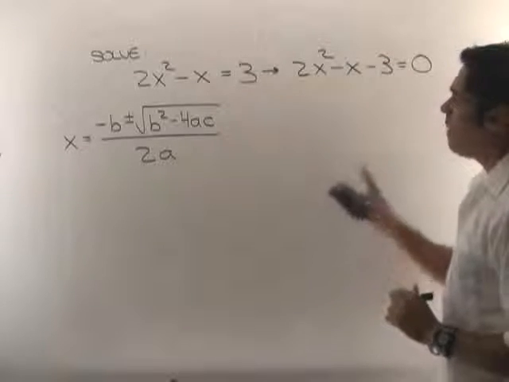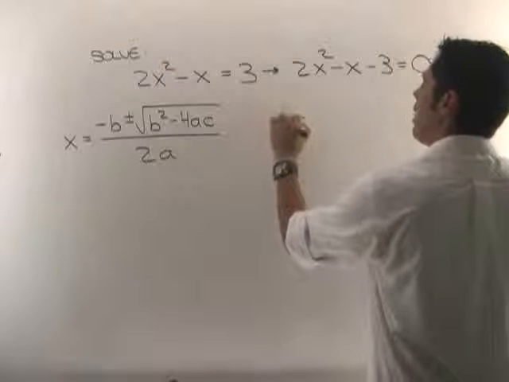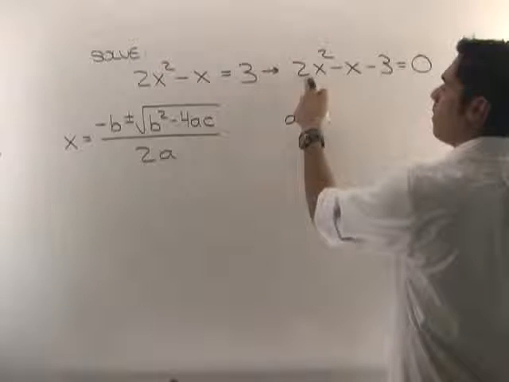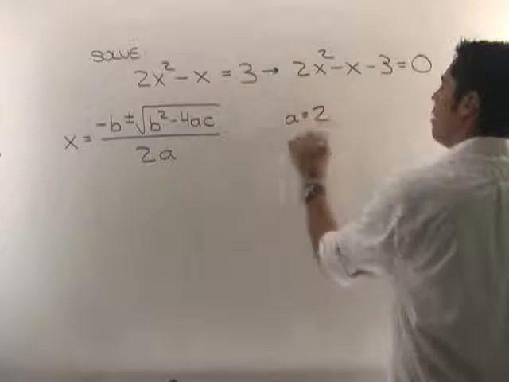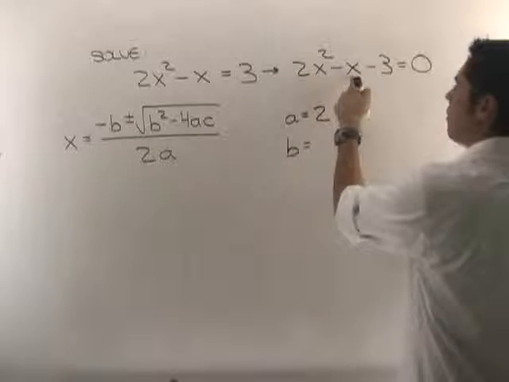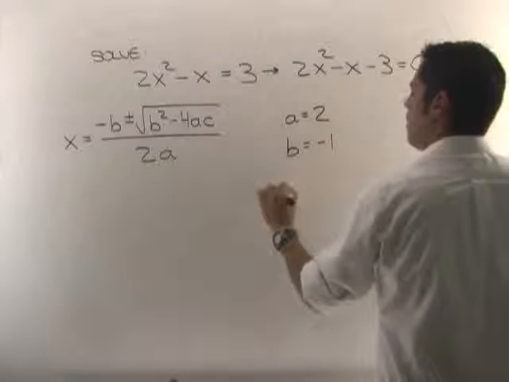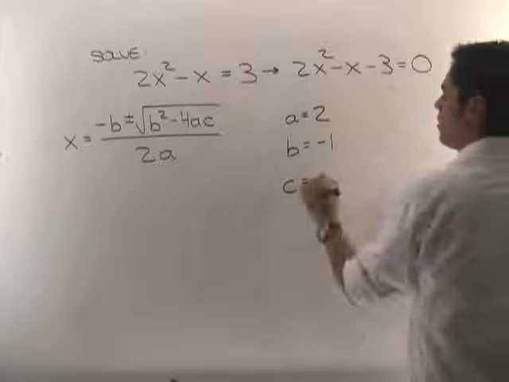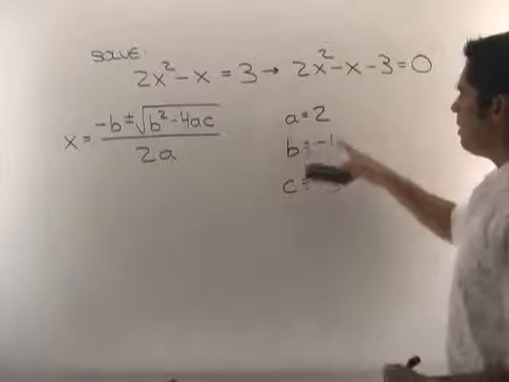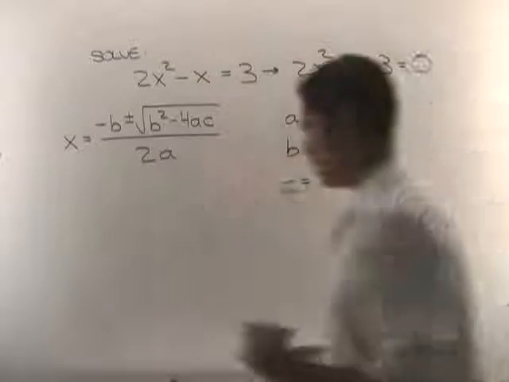And now I need to identify a, b, and c. So a is always going to be the number in front of x squared, which is just 2. B will always be the number in front of x, which is -1. And then c will always be the constant by itself, -3. Now we have a, b, and c, and we go directly into this formula.